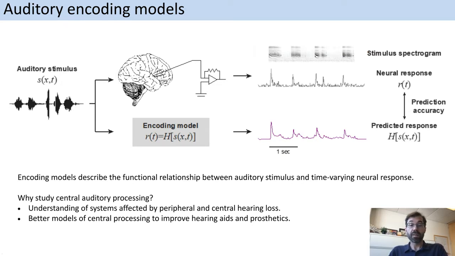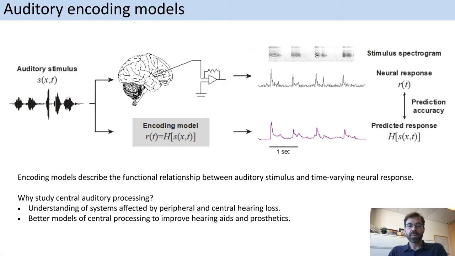So there have been many advances in the performance of encoding models, but there are still important gaps in our knowledge, and I'll be talking about some new approaches that we've taken to this problem today. Developing more accurate encoding models can be valuable for a number of reasons in neuroscience. At a very basic level, understanding central auditory processing gives us a better understanding of the brain systems that can be affected by hearing loss.